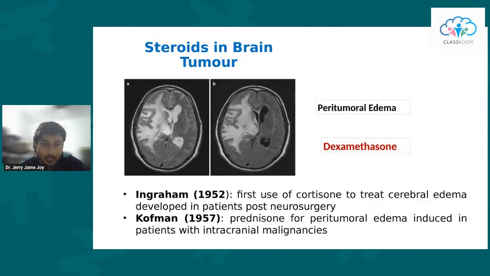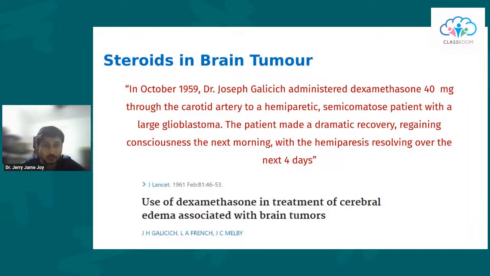So coming to the uses of steroids, one of the most common is in brain tumor. As we all know, you can see there is an extensive vasogenic edema. The first use of cortisone was by Ingraham to treat cerebral edema that developed in patients after surgery. And in 1957, Kaufman used prednisone for peritumoral edema associated with intracranial malignancies.